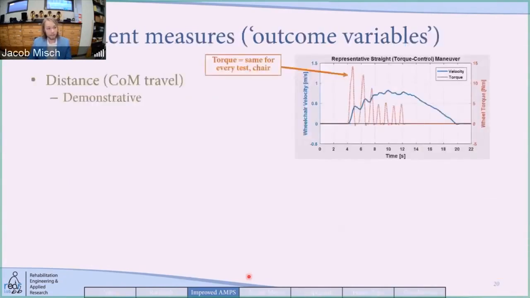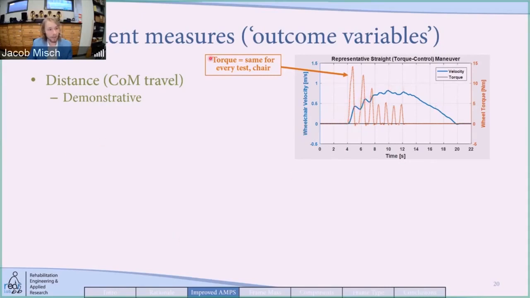I want to take just a brief period of time and go through our outcome variables. We identified 4 for all of the studies. Again, the torque is what we hold constant. This is what you saw when I generated the maneuvers. This is what we're sending into the wheelchair from the amps. So for this torque profile, for this particular test, the chair exhibited this motion, this velocity.